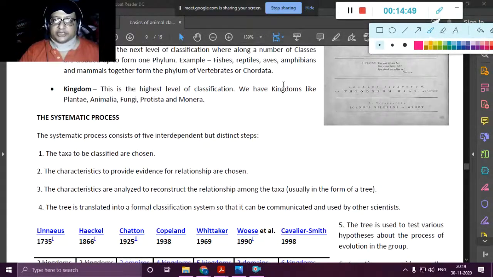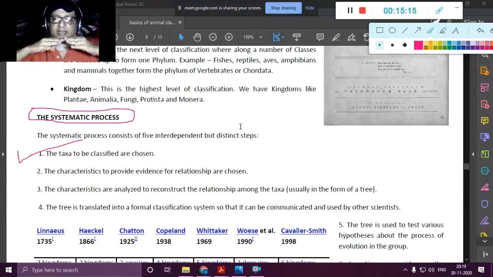Now the next thing which you have to study is the systematic process: how do you do a classification? There are five interdependent but distinct steps. The first step: the taxa to be classified are chosen. You know taxa? A taxon is a level. It can be phylum, class or order. They are all taxa or categories. The taxa to be classified are chosen.